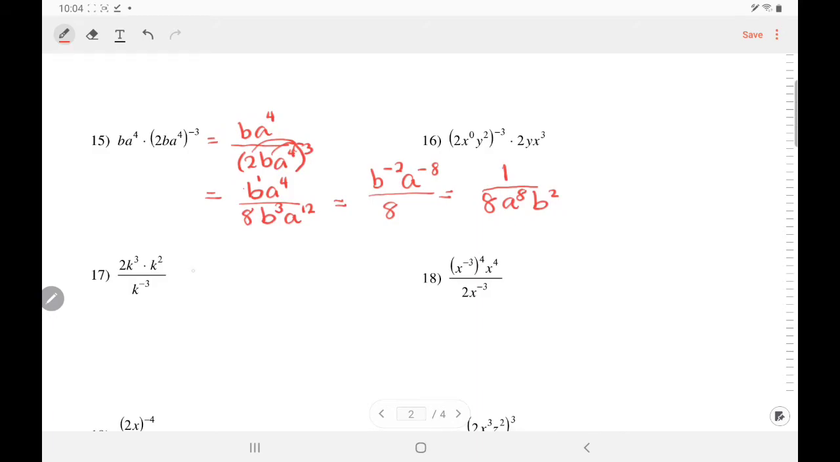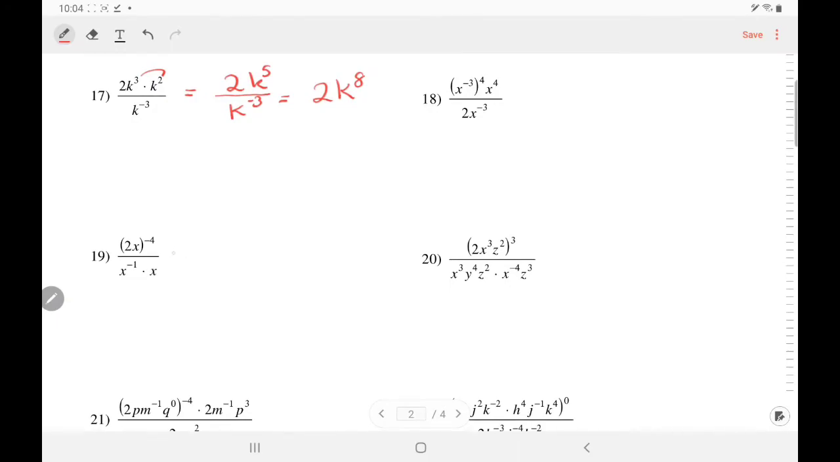Number 17. Let's combine the numerator k's. So 2 stands alone. k, you want to add the exponents. 3 plus 2 is 5. And just keep this the same. Now use property 2. In division, you subtract the exponents. 5 minus negative 3 is 8. Don't forget to write the k to the 8.